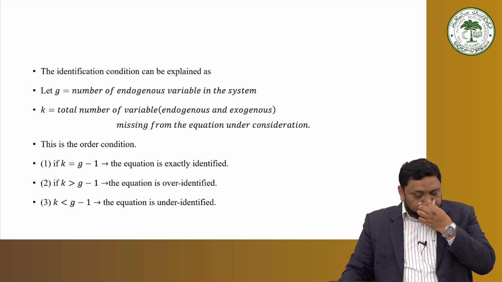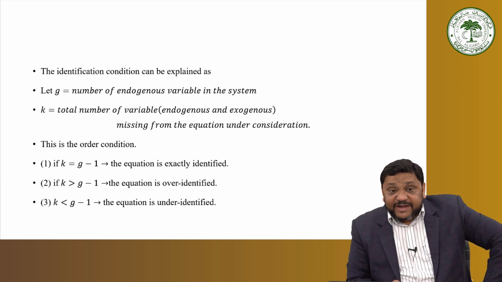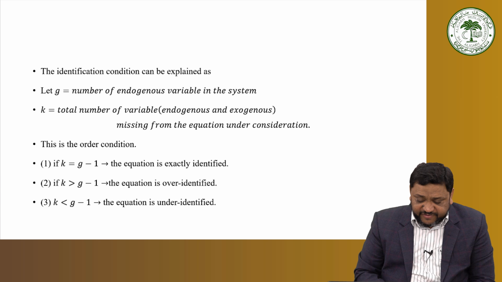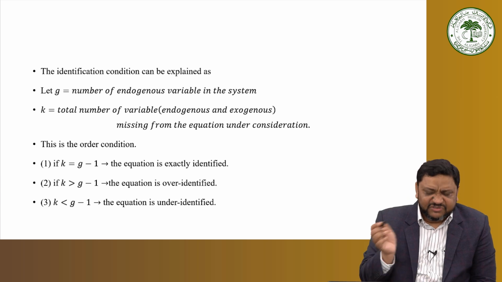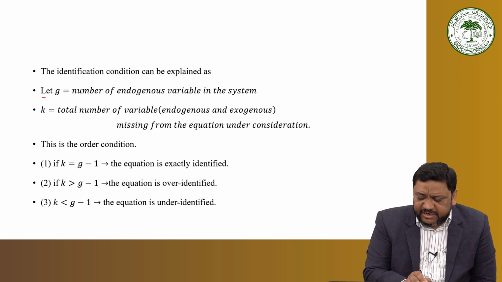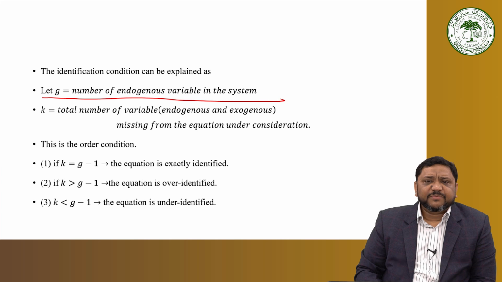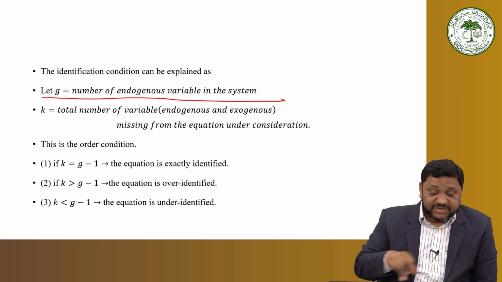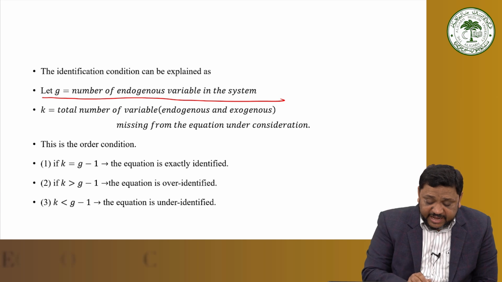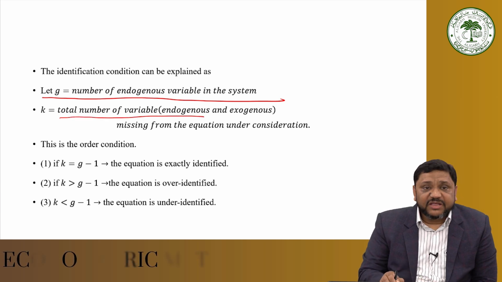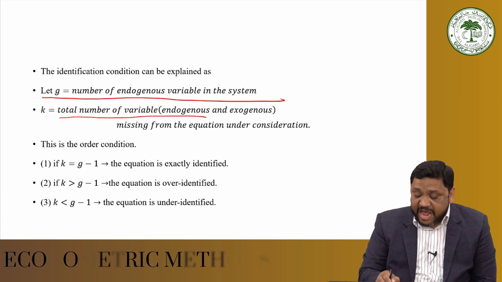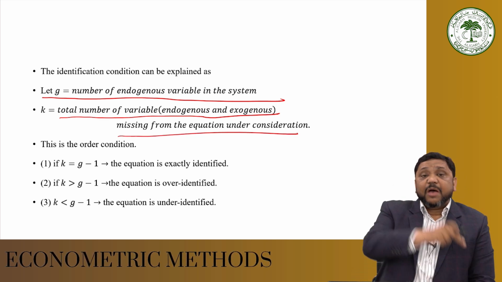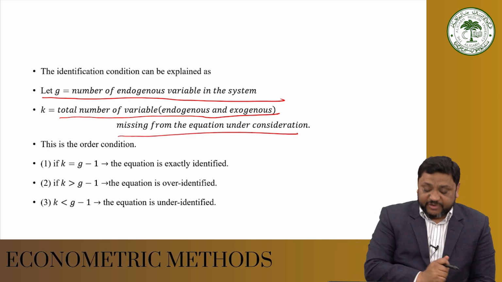Now, for identification, we need to identify also first. We have seen earlier that G is the number of endogenous variables in the system. How many endogenous variables are there in the complete system? K is the total number of variables, both exogenous and endogenous, missing from the equation under consideration, but present in the entire system of equations.